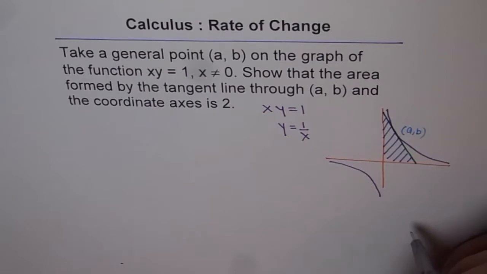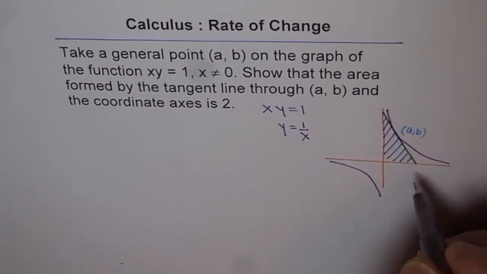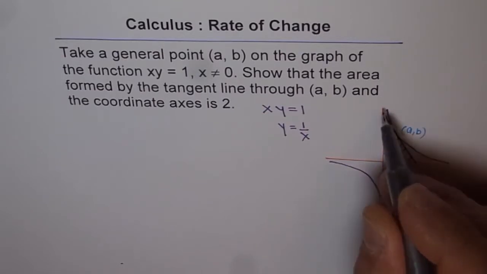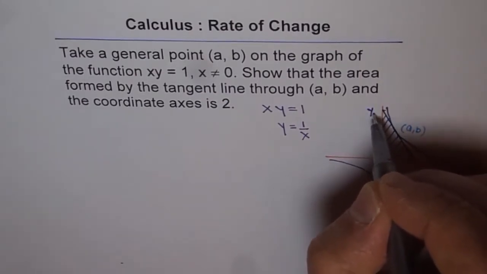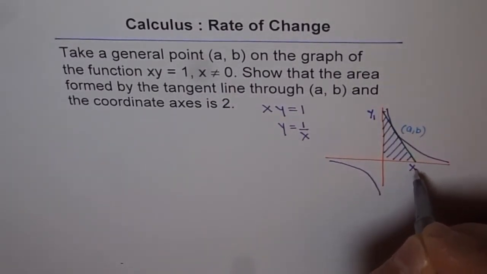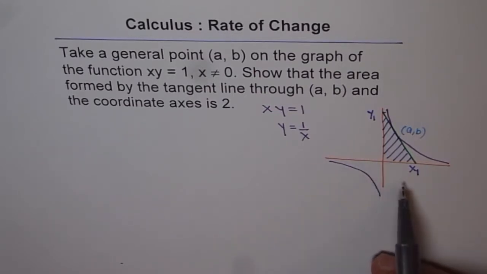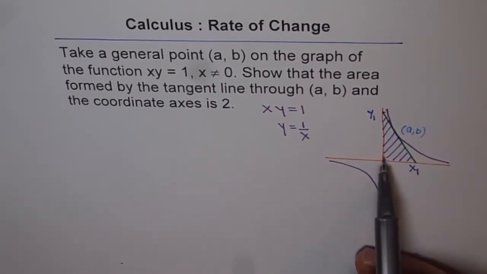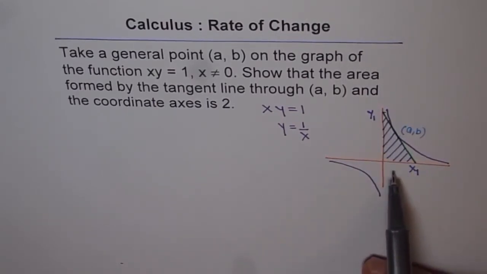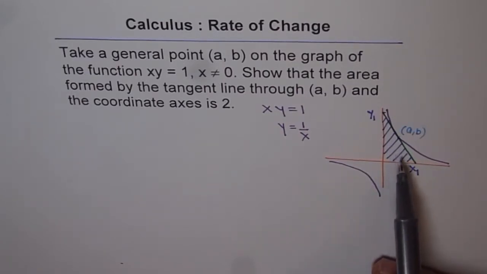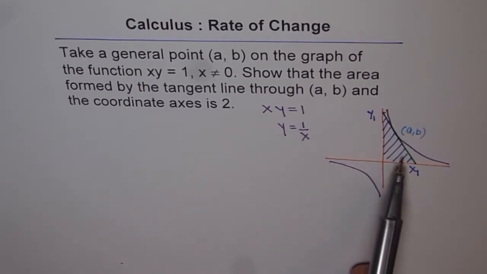How do we find this area? We can find this area by finding the x and y intercepts of this tangent line. Let's say this is my y-intercept, let me call it y1, and this is my x-intercept, x1. In that case, area will be base times height divided by 2. That means the product of x1 and y1 divided by 2 will give me the area of this triangle, correct? Now the question says that area is always 2. So that is the question. I hope you understand. And now let's try to solve it, correct?